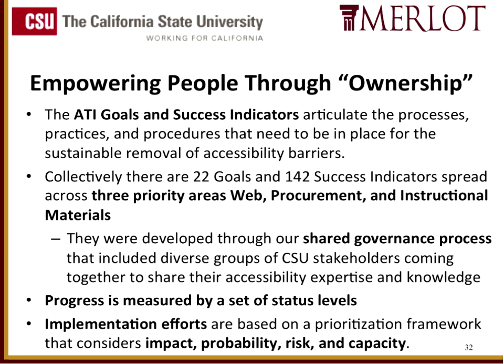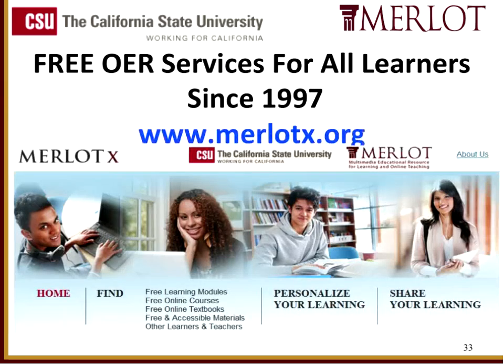Our framework is available on our website, free for anyone to use. The key aspects that we lay out as our major areas are web accessibility; as Anne has pointed out, procurement, which is essential; and then instructional materials. When Anne talked about content creation and the use of instructional materials, that is really essential. With these 22 goals across these different areas, we have individual success indicators. It makes it easy for people to say, where are we and where are the key areas that we need to make measured improvement in what we're doing.